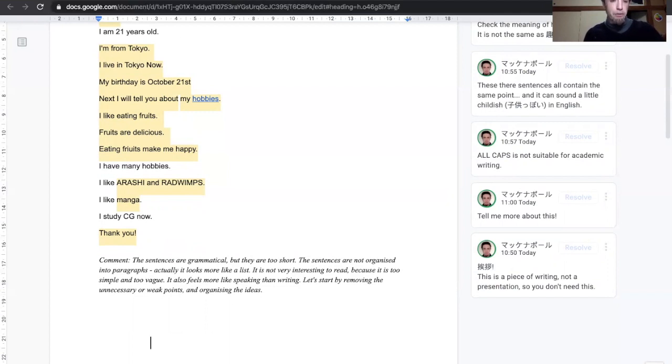Let's start by removing the unnecessary or weak points and organizing the ideas. If there are any words like vague, that might be a difficult word. You could put a comment there and add the Japanese, or you could have a link. You could link off to a dictionary definition or something like that.